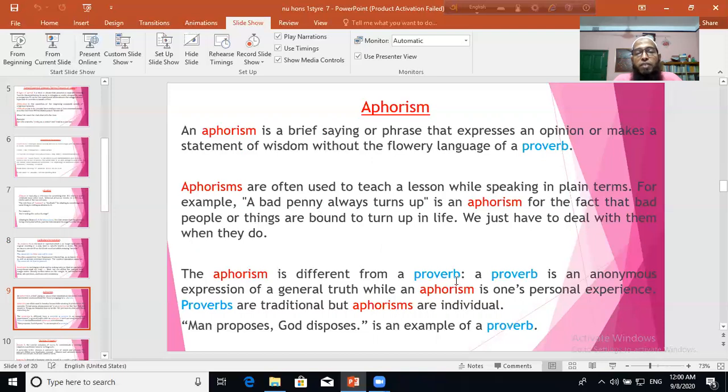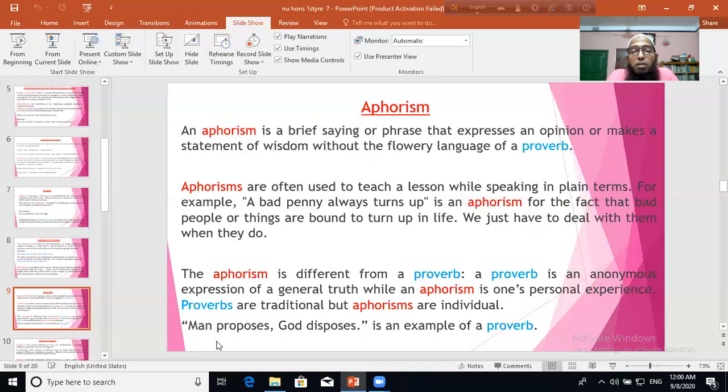The aphorism is different from a proverb. Look at the difference between aphorism and proverb. A proverb is an anonymous expression of a general truth, while an aphorism is one's personal experience. Proverbs are traditional, but aphorisms are individual. Look at the example of a proverb: Man proposes, God disposes, is an example of a proverb.